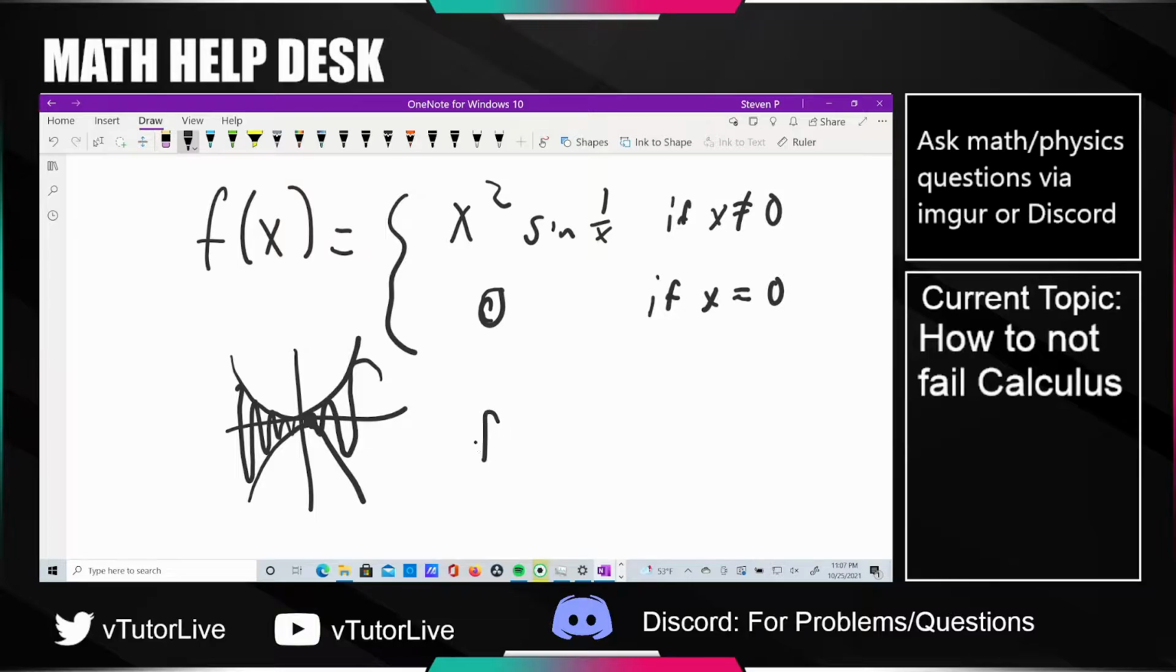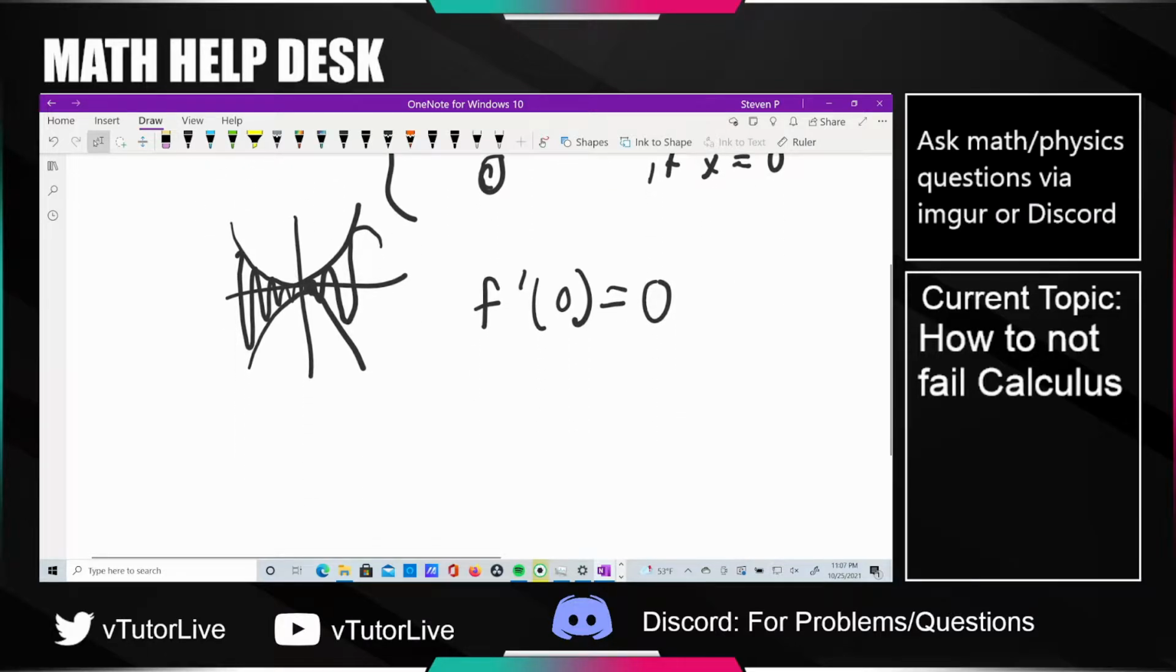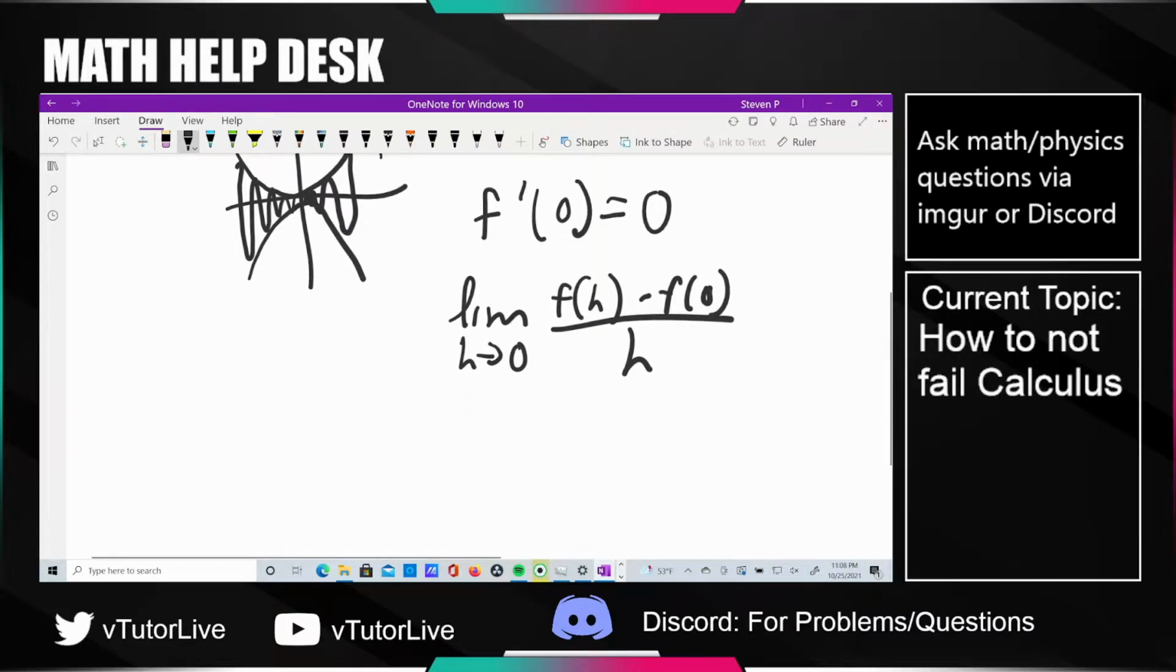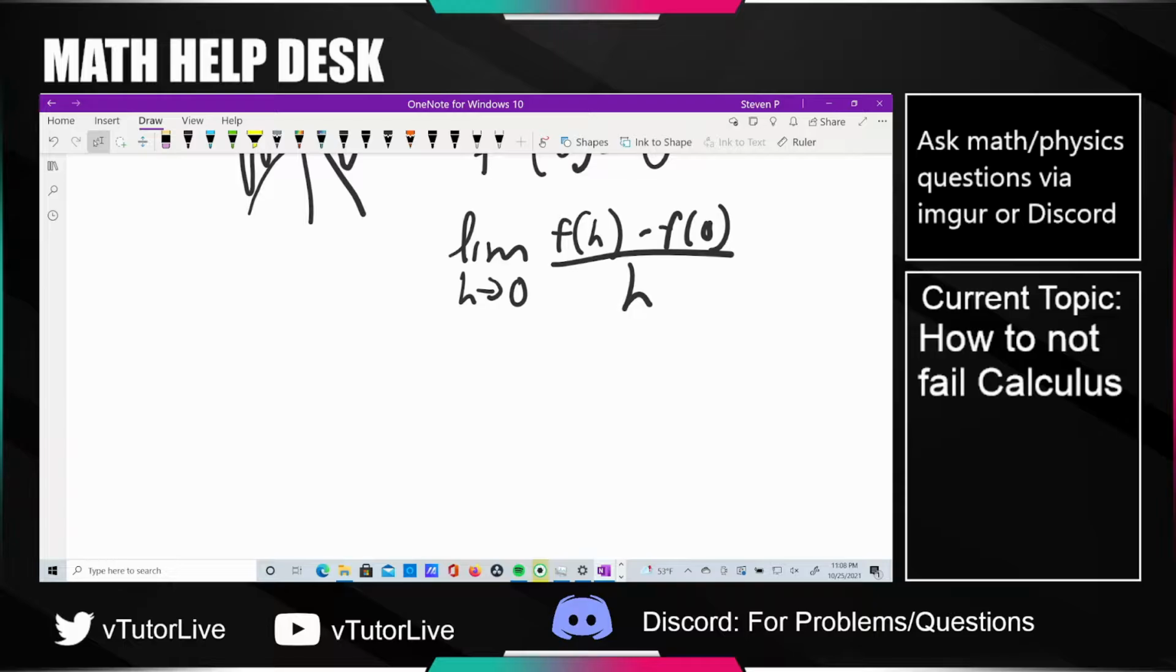And as it turns out, the question was asking the students to show f prime of 0 is equal to 0. And I'm not going to do it, but the way it ought to be done is to take the limit as h goes to 0 of f of h minus f of 0 over h, just invoking the definition of derivative at 0. But the student proposed something very simple, and it gave them a right answer.